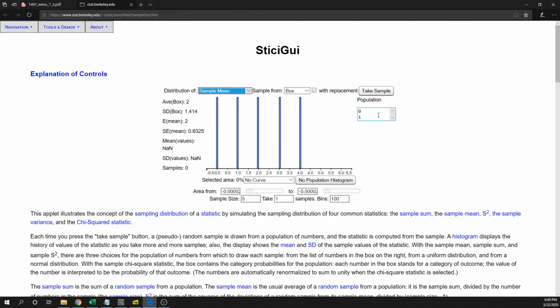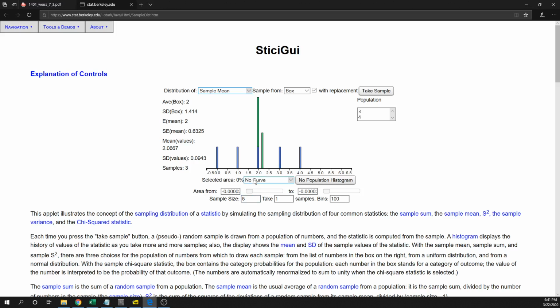Okay. So again, this is the box distribution. And so here's the histogram for the population. I'm going to take a sample of size 5. All right, so I took a sample of size 5, and the mean came out to be 2. Okay. And then I'm going to take another sample. All right, it came out to be 2.